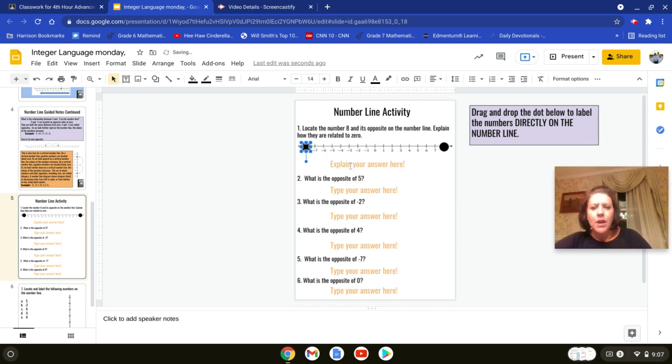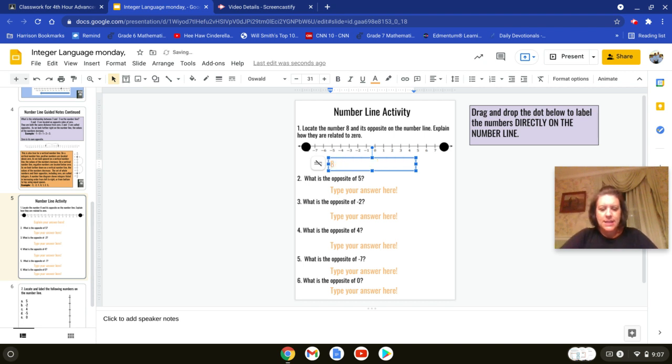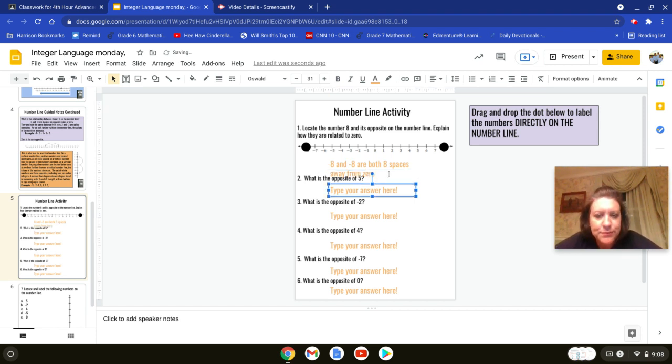So here, explain how they are related to 0. 8 and -8 are both how many spaces away from 0? 8 spaces away from 0. So then we're going to type that in and we have our answer there. You can shrink that up, stretch that out, whatever you want to do to make that look better for you. But I just want to throw that at you. I wanted to go over that very problem with you.